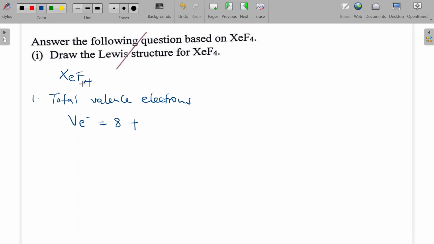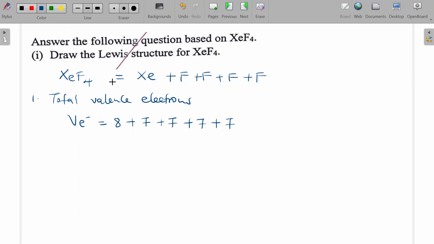Now you go to the fluorine. Fluorine is part of group 7. How many fluorines are here? There are 4. So you're going to say 4 times 7, or you can just say 7 plus 7, since it's the same as xenon plus F plus F plus F plus F. You can just say this is 8 plus 7 the first fluorine plus 7 the second fluorine plus 7 the next fluorine and plus 7 the last fluorine, and you've gotten all of them.